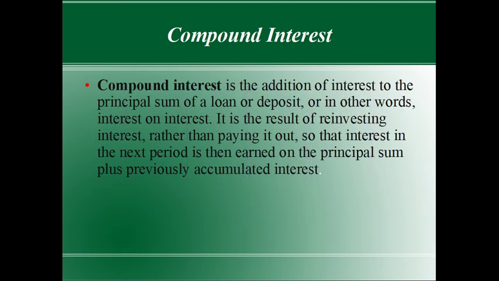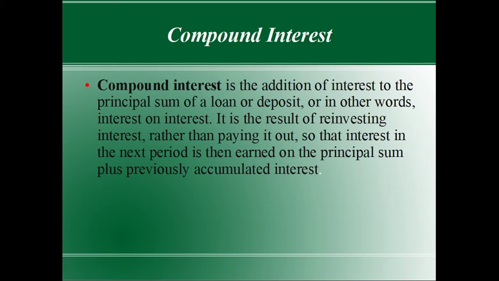Now, what's the definition of compound interest? Well, compound interest is the addition of interest to the principal of a loan or deposit. In other words, it is interest earned on interest. It is the result of reinvesting the interest rather than paying it out, so that the interest in the next period is then earned on the principal sum plus previously accumulated interest. All this long explanation is saying that in each following period, you will earn interest not only on the principal, but on the interest that you earned in the previous period. So it's just like you're earning interest on interest. That's basically what it is.